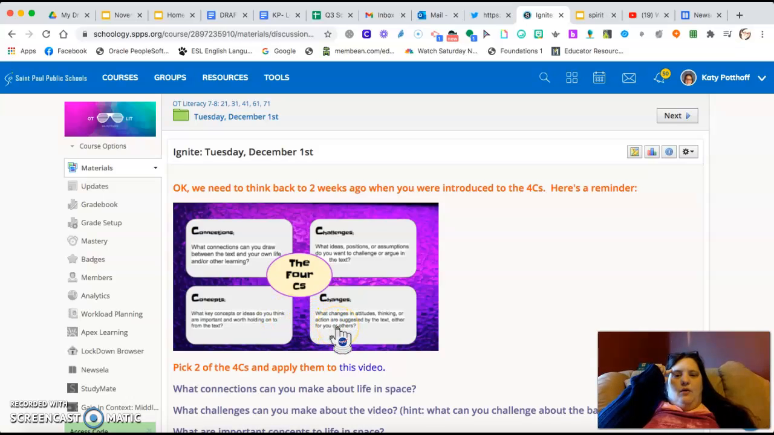And then what changes in attitude, thinking, or action are suggested by the text? So you change how you're thinking, you change how you feel, you change what you do. What is the text telling you to change? What can you pick out from there?